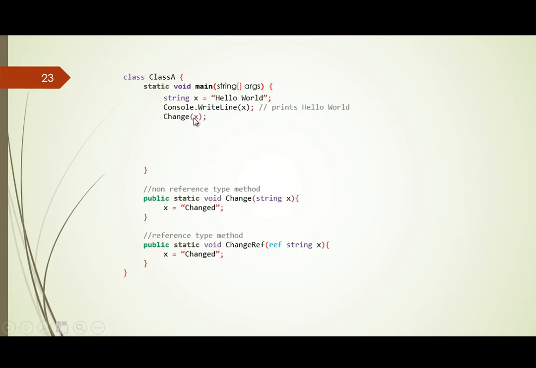So MSDN says that when you pass the x, it is passed as a reference type. So if I pass it and I change it, reference type means when you change an object or something, the change will remain after finishing that function. So the change function should change string x, and after that it should print changed. But if you run it in Visual Studio, it will give you hello world. It will be still the same.